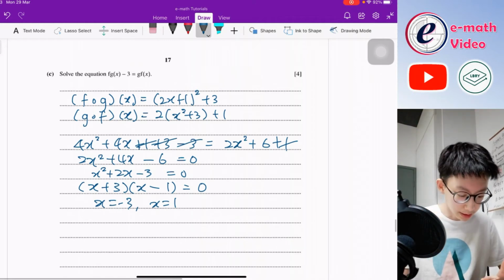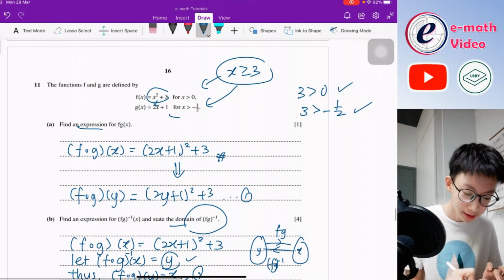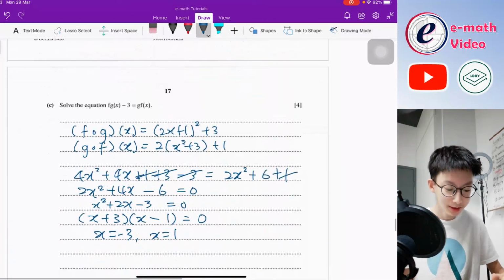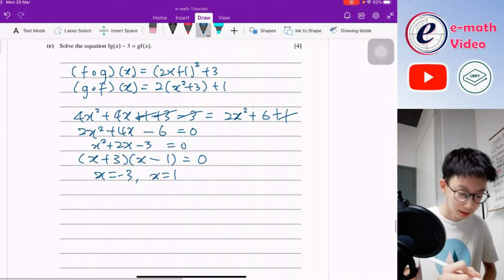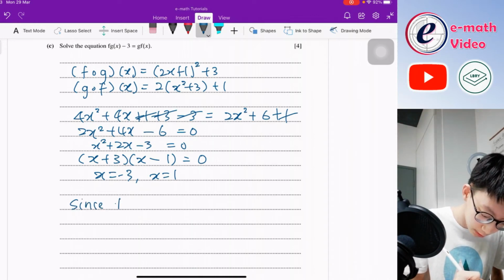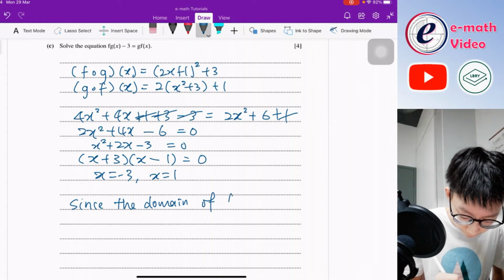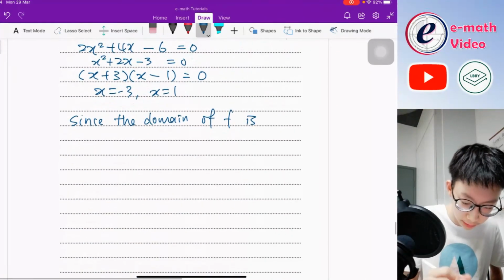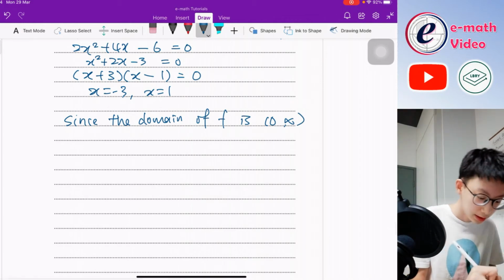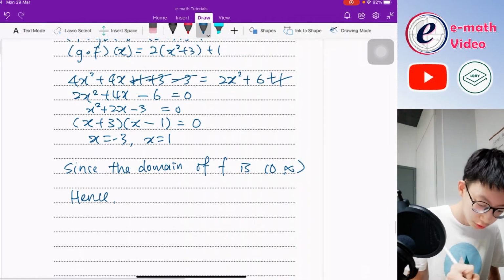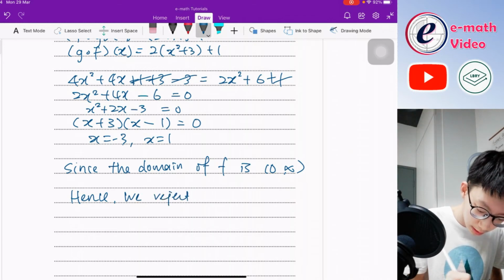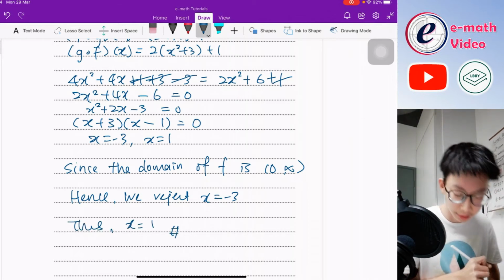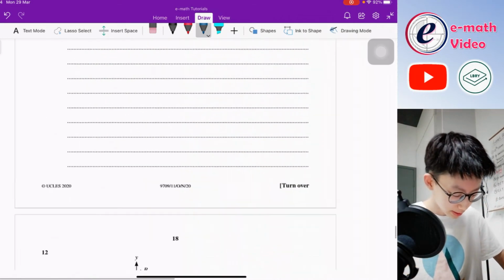But you see here, since the domain of f is greater than 0, you actually need to reject this answer. The domain of f is from 0 to infinity, not inclusive. Hence, we reject x equals negative 3. Thus, x equals 1. However you want to write it, I hope you got what I mean. So that's it for question number 11.